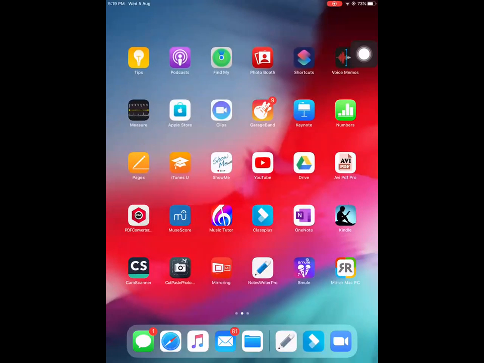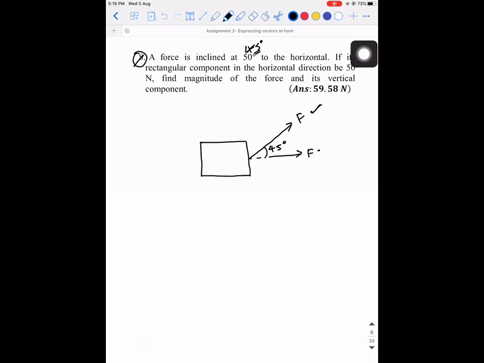Now is it okay? Yes, sir. So this F is there. This is 45 degrees. Now this can be resolved into two components. What are they? F cos 45 and F sin 45 degrees.